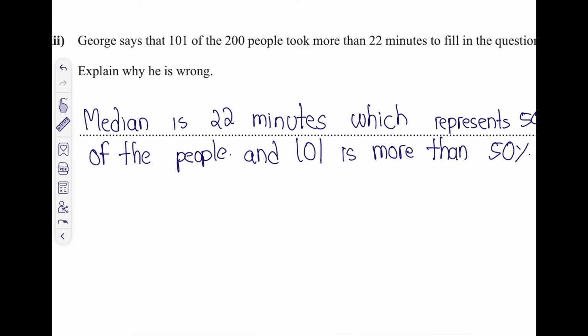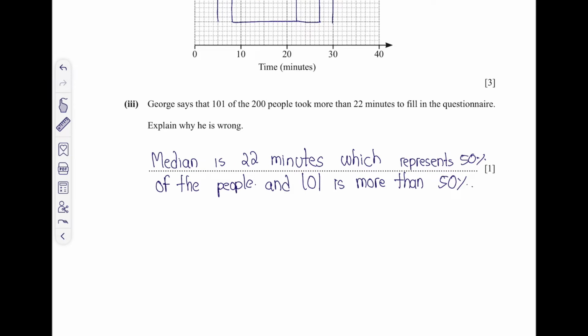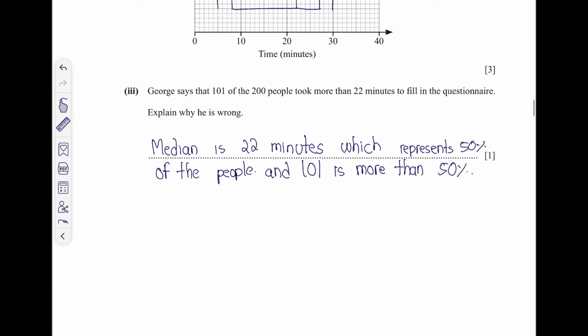Again, I'm going to explain. The median is 22 minutes. In this, they've given us a median of 22 minutes, which means that at least 100 people took 22 minutes. The remaining 100 took more than 22. But he's saying that 101 people took more than 22 minutes. That's wrong, because only 100 took. We can't be sure about the 101st person. Alright, and it would not be, because otherwise the median would have been a bit higher. I hope this is clear.